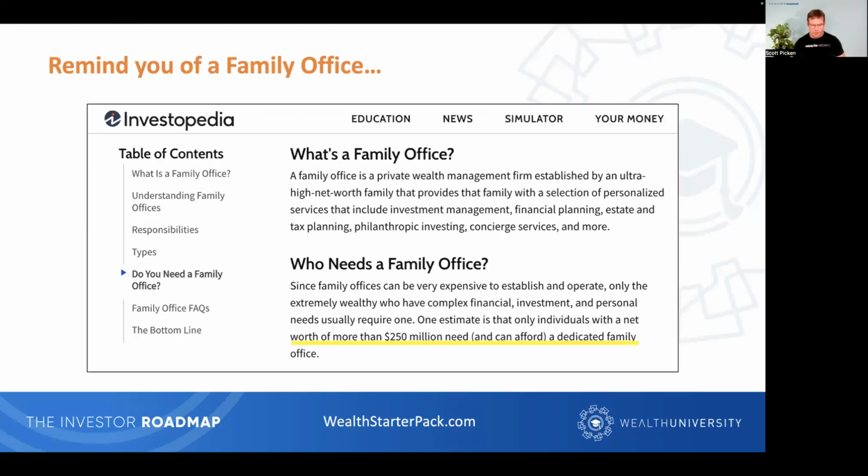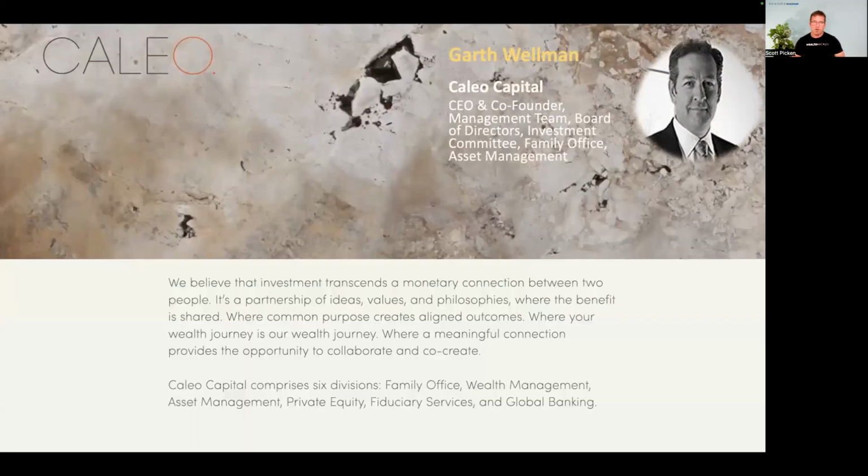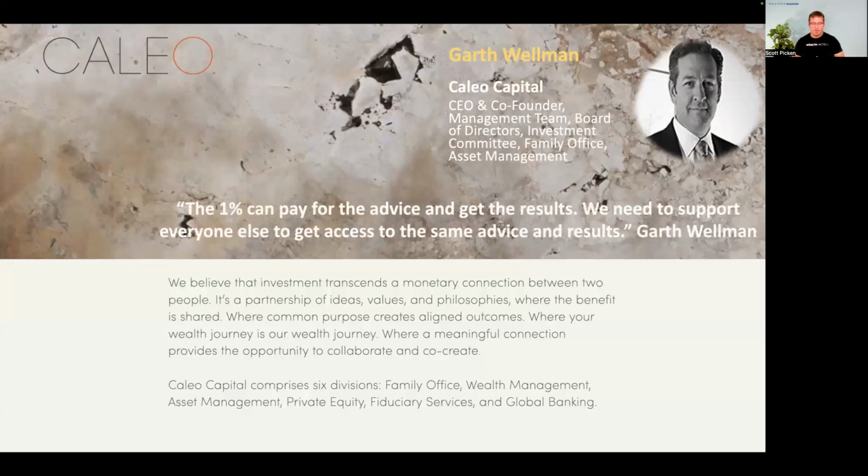What does a family office do? Well, they used to be the domain of the ultra wealthy, and now through our mastermind, and as an example, Gerhardus, you're asking about tax. That's exactly why we work with a family office, because they sit down, they help you understand tax bespokely for you and your family. So you get access to our family office partner, which is Calio. And as Garth Wellman, the CEO and co-founder, said, the 1% can pay for advice and get results. We need to support everyone else to get access to the same advice and results.